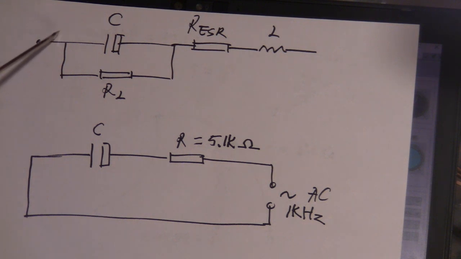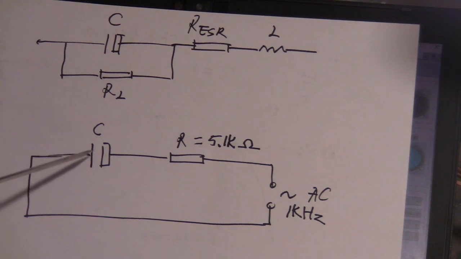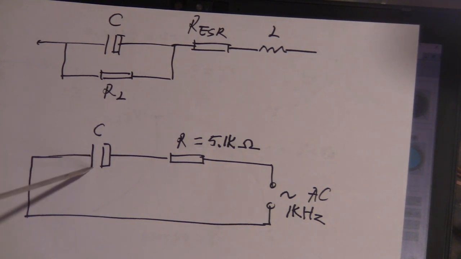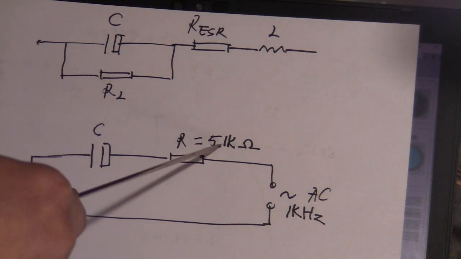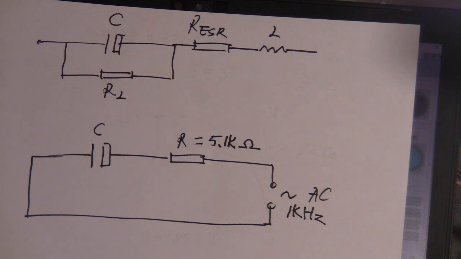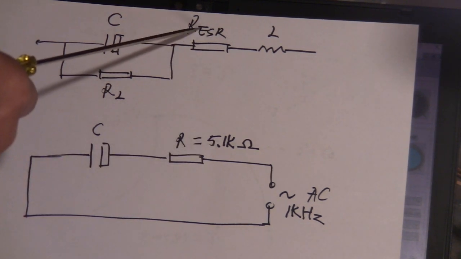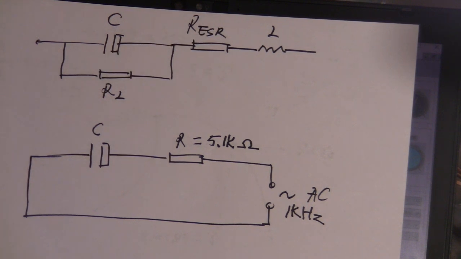Let's build a circuit like this. This one is a C, a capacitor. And for this R, I put a 5.1K resistor here. I pretend this 5.1K resistor is the ESR, but definitely not. If a capacitor had that big an ESR, it wouldn't be usable.